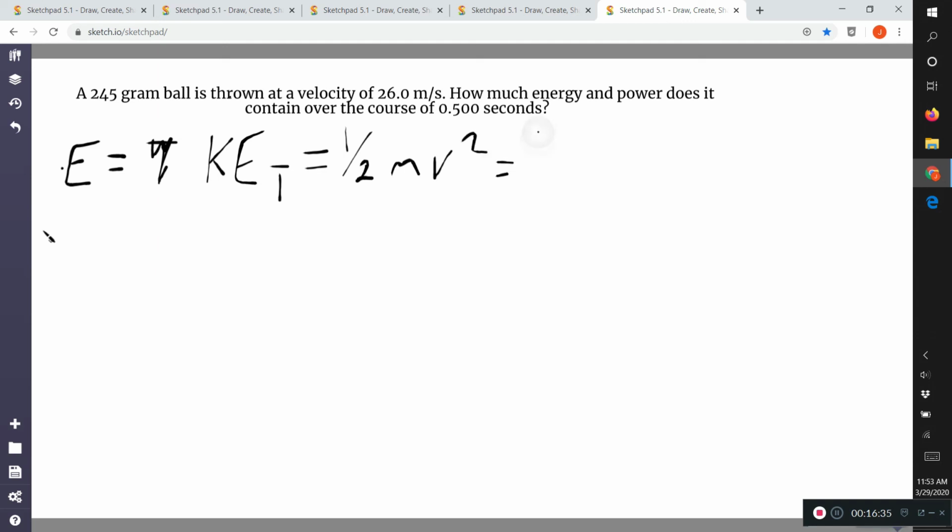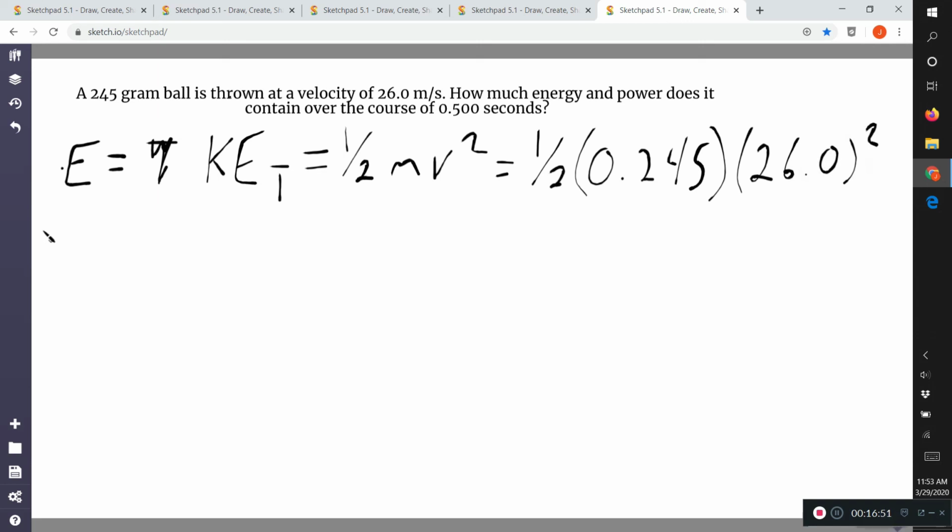So in this case, we have all that information. 1/2, our mass needs to be converted from grams to kilograms because we typically work in kilograms, 0.245, times 26.0 squared. When we work that out, it comes out to be 82.81 joules. But due to being restricted to 3 sig figs, we're going to go with 82.8 joules.